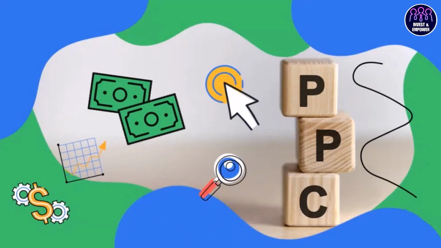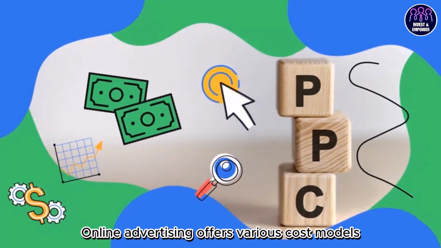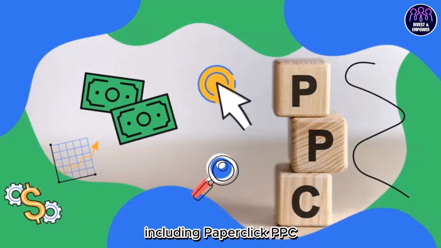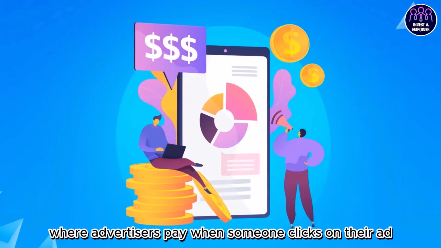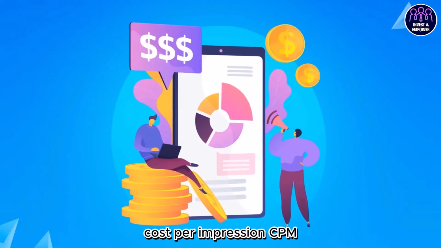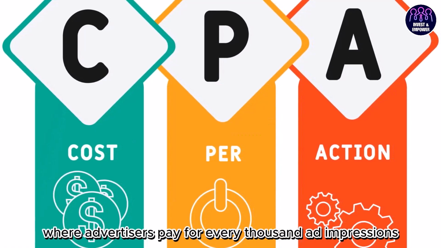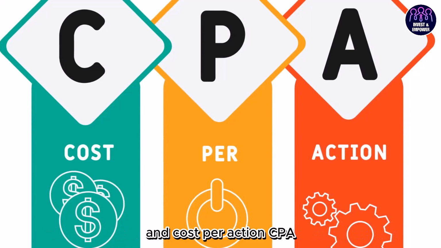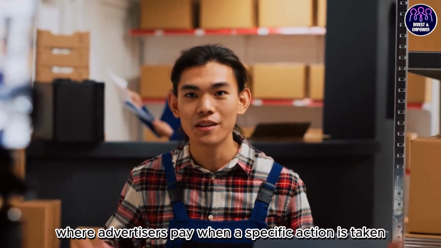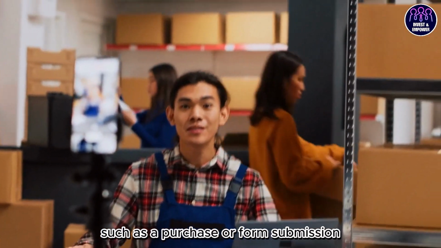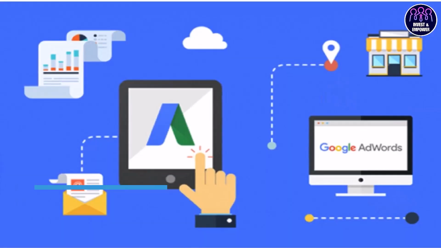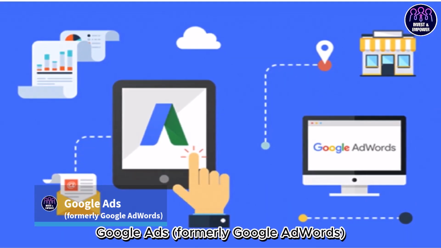Cost models. Online advertising offers various cost models, including pay-per-click (PPC), where advertisers pay when someone clicks on their ad, cost per impression (CPM), where advertisers pay for every 1,000 ad impressions, and cost per action (CPA), where advertisers pay when a specific action is taken, such as a purchase or form submission. Google Ads, formerly Google AdWords.